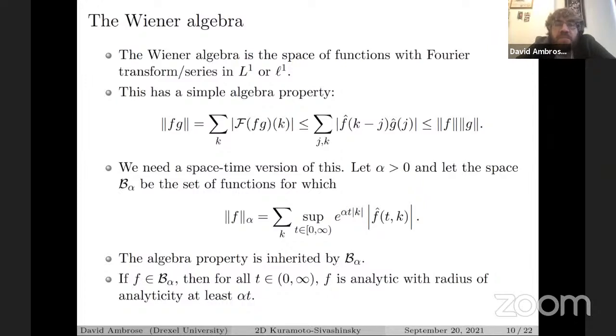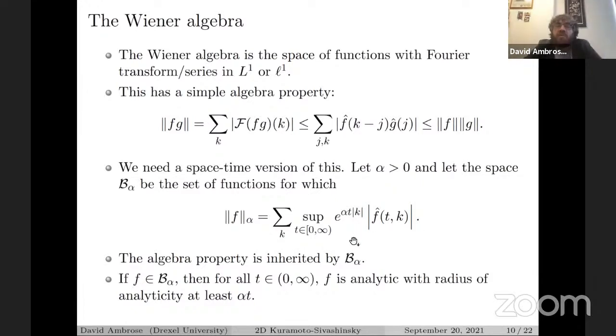Okay, so the Wiener algebra is called the Wiener algebra because it is an algebra. It's an algebra because of the convolution property for products under Fourier transforms. We need a space-time version of the Wiener algebra, so we do something like this. We define the space B alpha to be the set of all F for which the alpha norm of F is finite, where the alpha norm of F is the sum over all wave numbers K of the supremum in time going from 0 to infinity of e to the alpha t absolute K, times the absolute value of F hat of t, k. So there's something slightly unusual about this: it is a space-time norm.